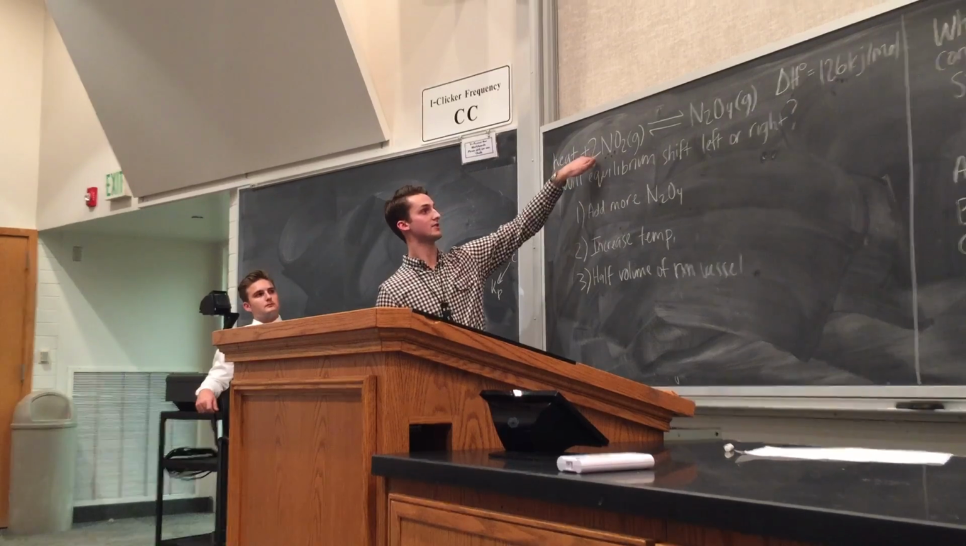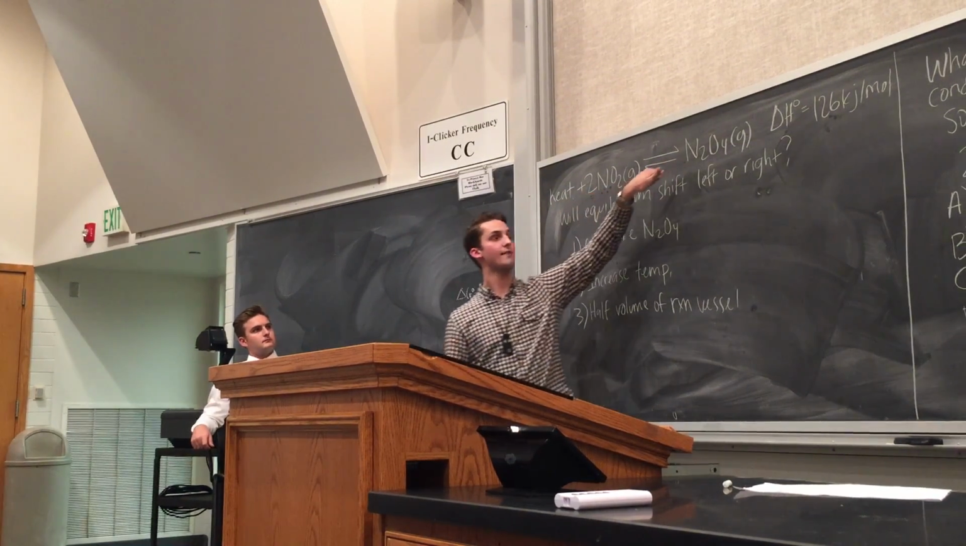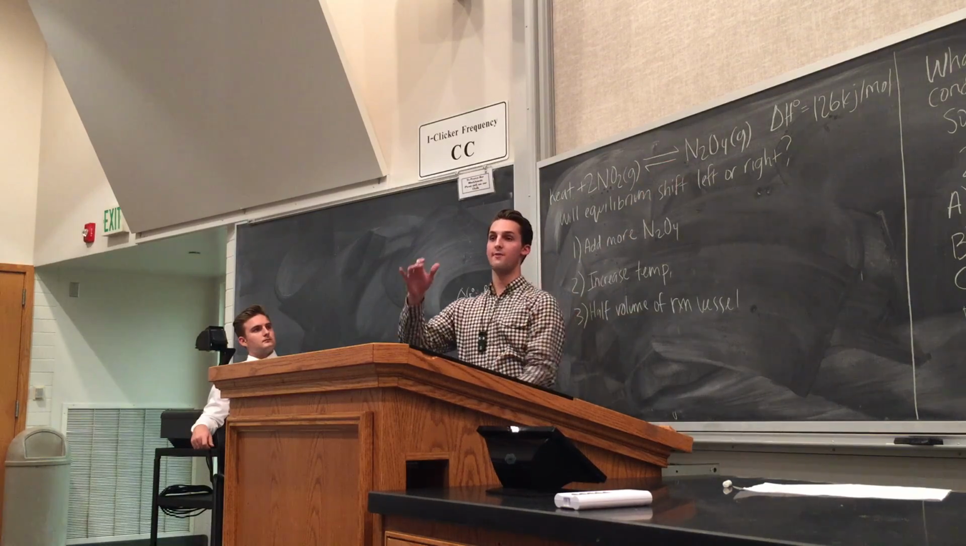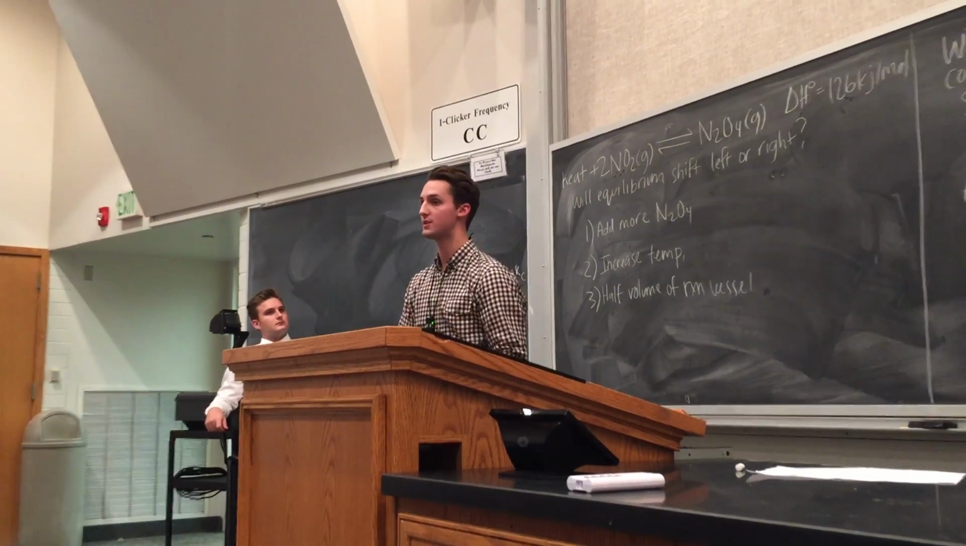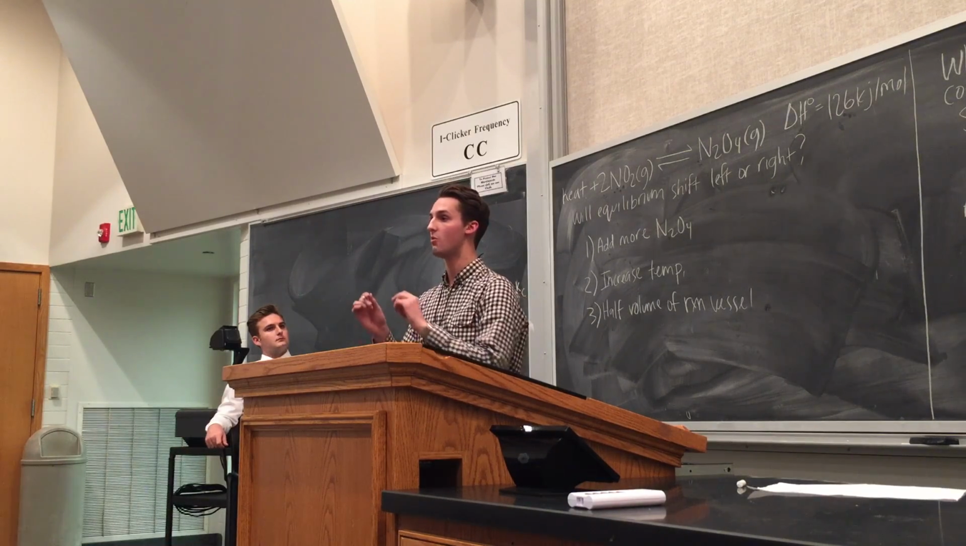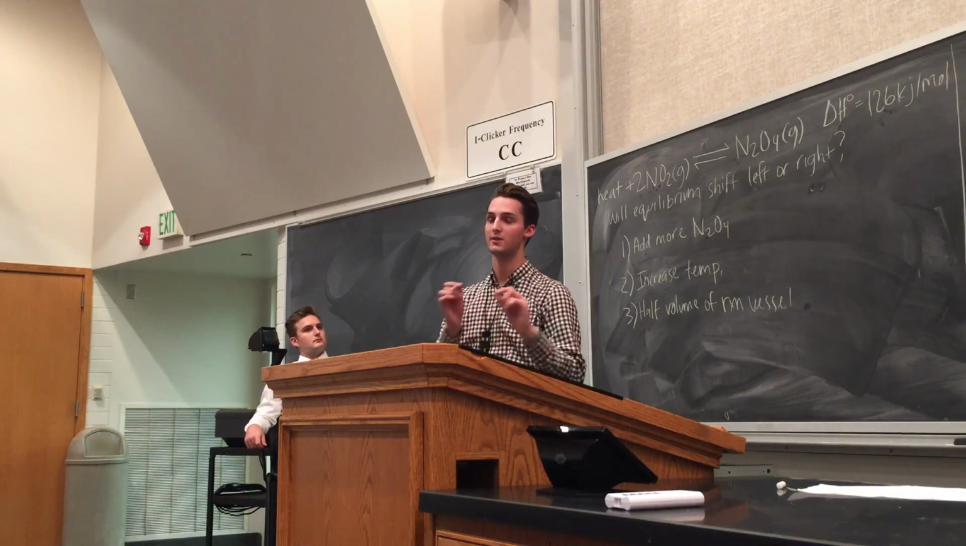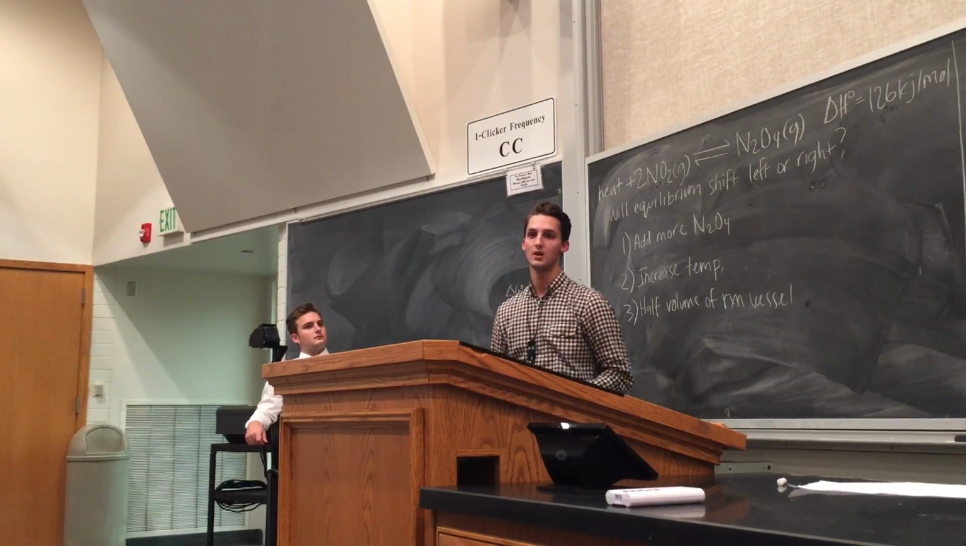So what we're comparing here is the coefficient of our gas. I have 2 moles of gas here. I have 1 mole of gas here. If I decrease the volume, I'm increasing the pressure. My equilibrium doesn't like that. Therefore, it wants to decrease the pressure. So it shifts to the side of less moles of gas.